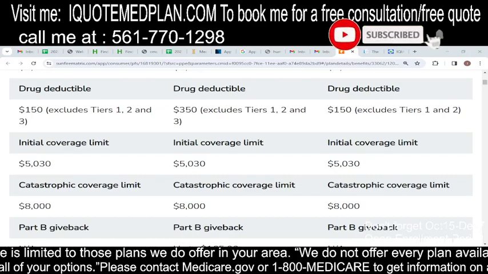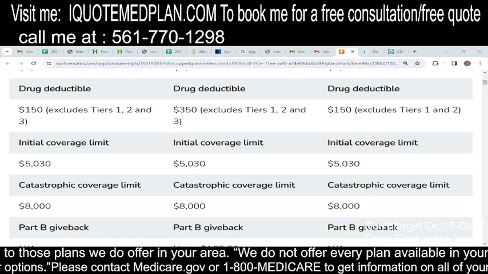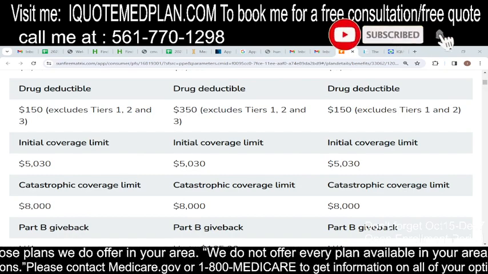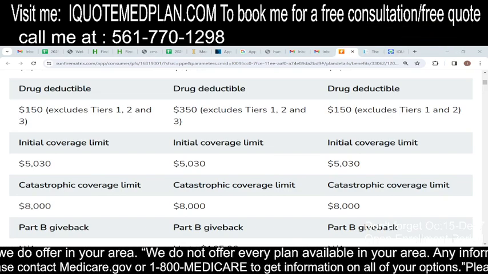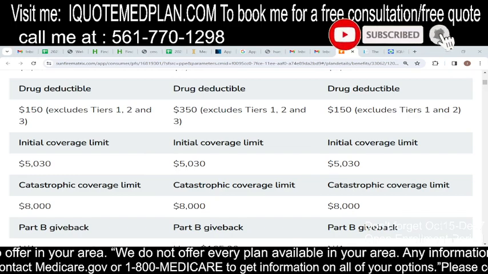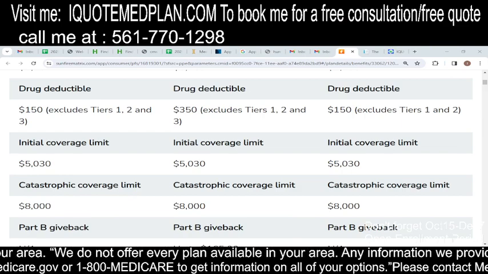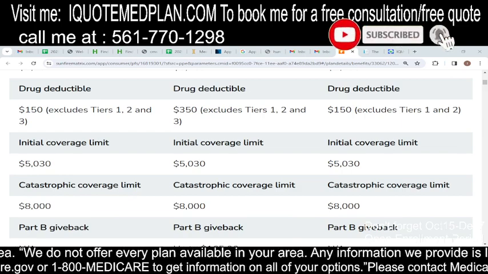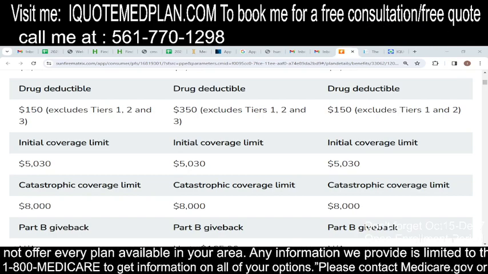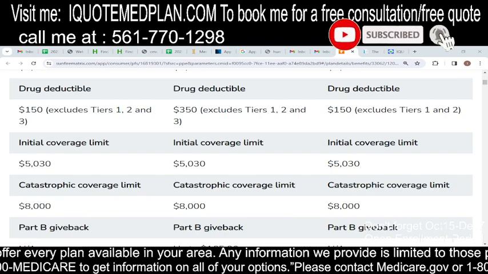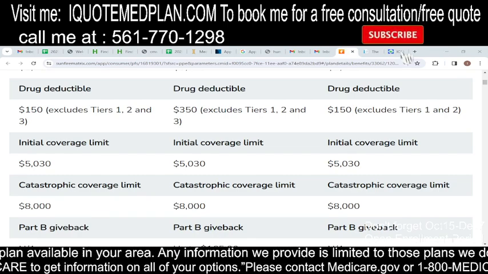Hello everyone, in this video I'm going to help explain the four different stages or phases in regards to Medicare prescription drug coverage. There are four phases. In this video I'm going to show you an example of how to look at these phases. The first phase is the deductible phase. The second stage is the initial coverage stage, the third stage is the coverage gap stage, and the fourth phase or stage is the catastrophic coverage stage.